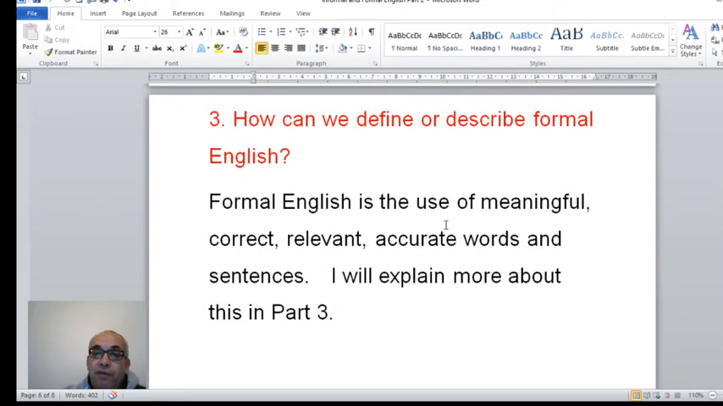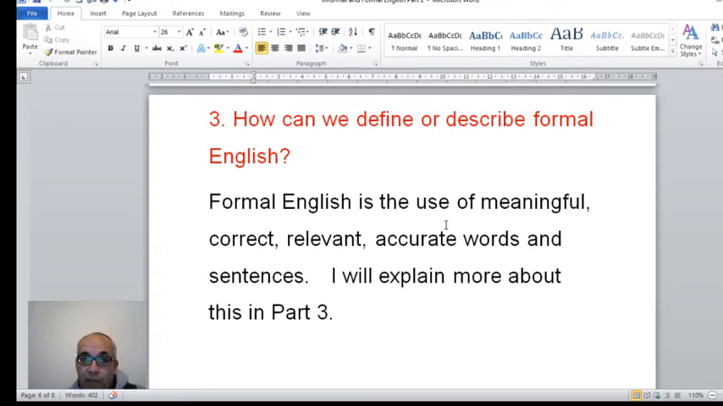How can we define or describe formal English? Formal English is the use of meaningful, correct, relevant, accurate words and sentences. Of course, I will explain more about this in part 3. Meaningful means our sentences and words must have meaning. Relevant means the question, for example, and answer must match.